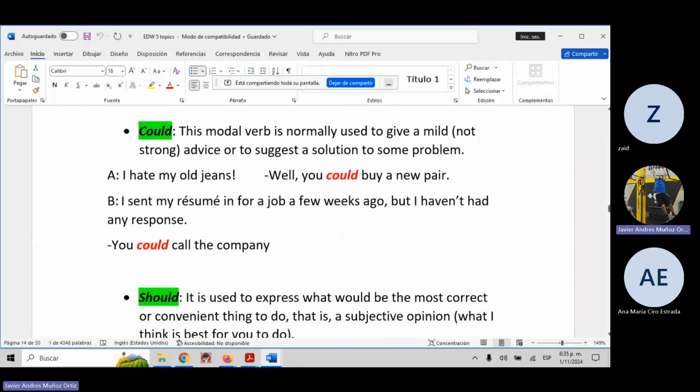Example of could, once again, is a mild advice. For example, I sent my resume, my curriculum vitae, if you prefer, for a job a few weeks ago, but they haven't had any response. And I told you, okay, you could call the company. If you do it, maybe they will answer you. If you don't do it, maybe you don't. They definitely are not going to answer you. So nothing is going to happen if you do it or if you don't do it. It's just a job. You're going to get another job in another place, for example, right?